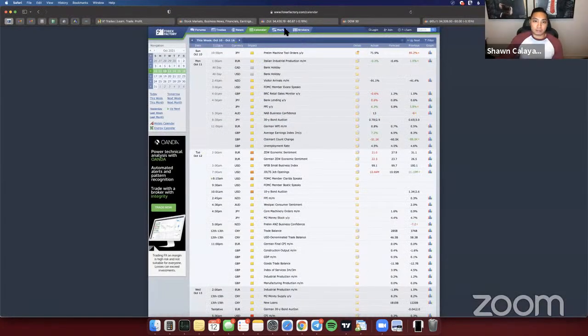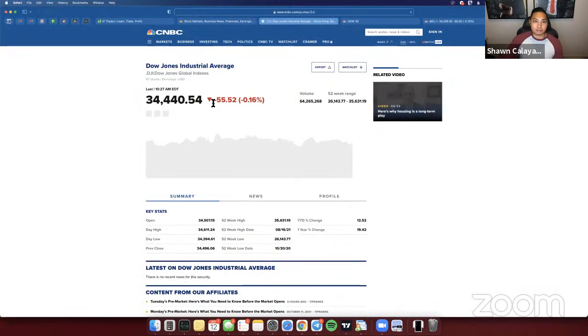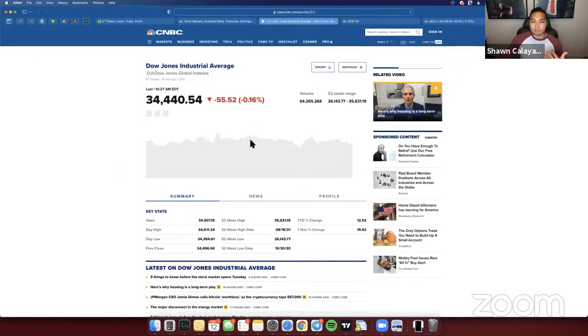We also look at the fundamentals over here, refreshing this. It's currently 55 points in the red. It hasn't really been one way or the other. Usually we want it to be negative 100 or a positive 100 in order for us to determine what our bias is, whether we want to trade for a sell or a buy. But currently today, it's just been going back and forth.